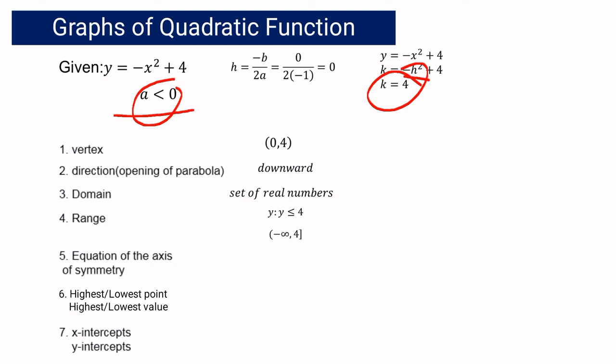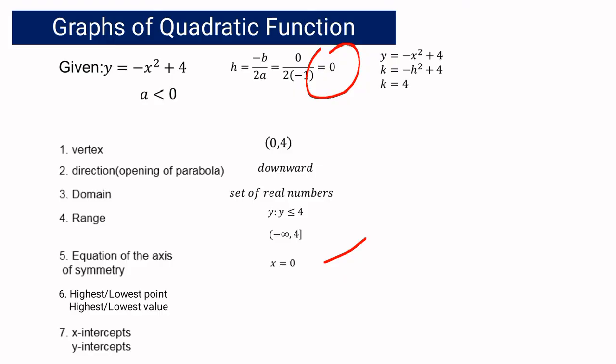And the equation of the axis of symmetry has something to do with h or k. Yes, it has something to do with h. So, since h is equal to 0, the equation of the axis of symmetry is x equals 0. Since we are looking here, is it the highest or the lowest? a is less than 0, therefore we are looking for the highest point and the highest value. Therefore, the highest point is the vertex 0, 4, and the highest value is the value of k, which is 4.